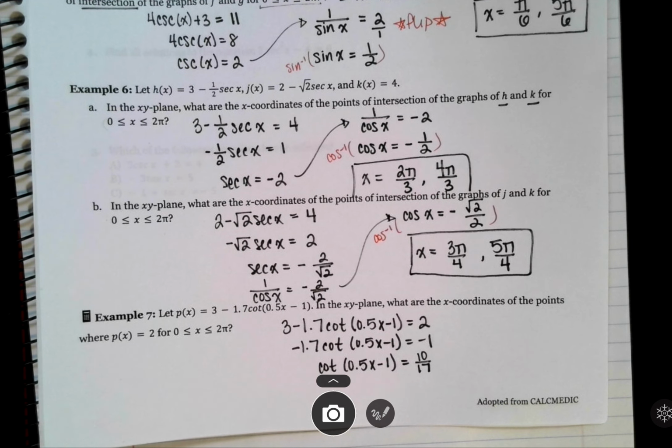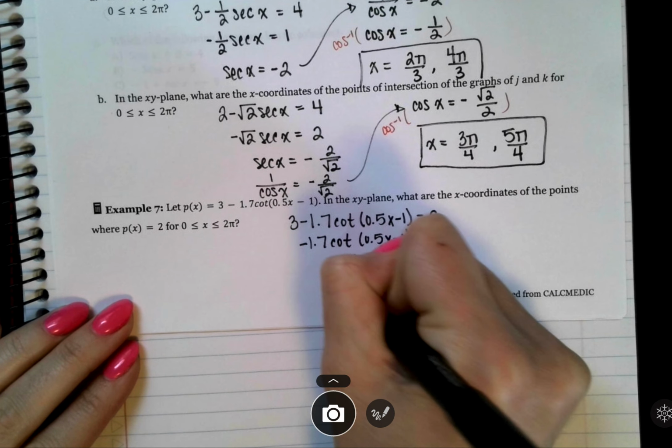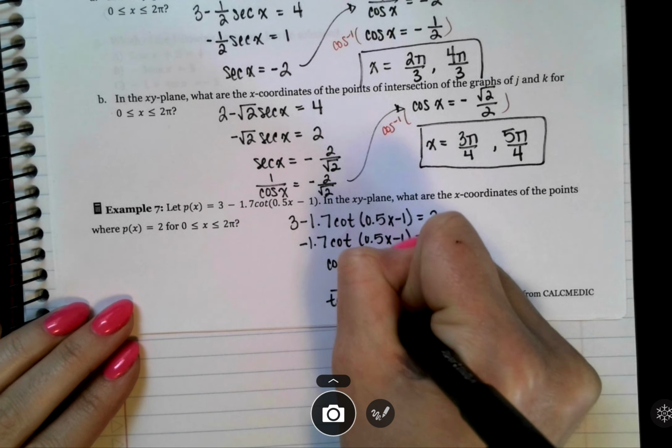Well, if I have cotangent, that means I can rewrite it in terms of tangent. So that means I have 1 over tangent of 0.5x minus 1 equals that fraction. Now that I have tangent in my denominator, I can go ahead and flip both sides. So I have tangent of 0.5x minus 1 equals 17 over 10, since I flipped the left side and the right side. So I want to take arc tangent of both sides.